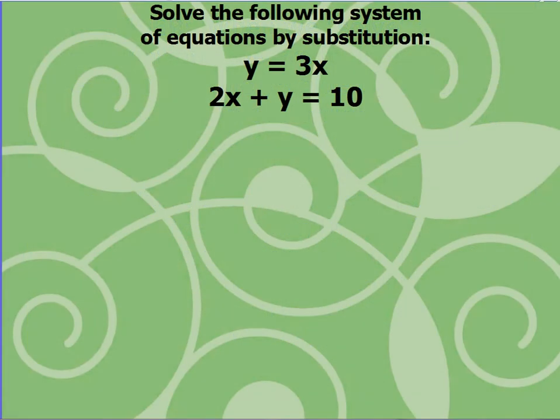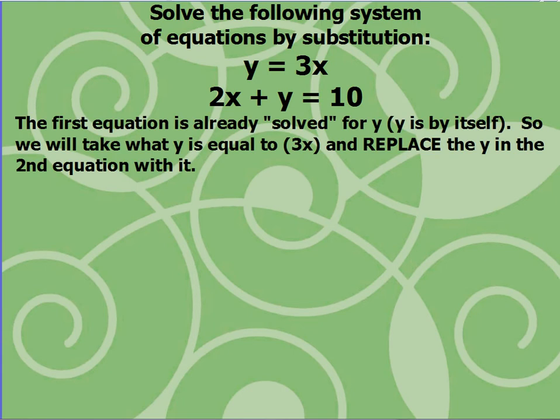In our first system, we're going to solve y equals 3x combined with 2x plus y equals 10. If you notice, the first equation is already solved for y, which means y is isolated, or by itself. So we're going to take what y is equal to, the 3x, and use that to replace the y in the second equation.